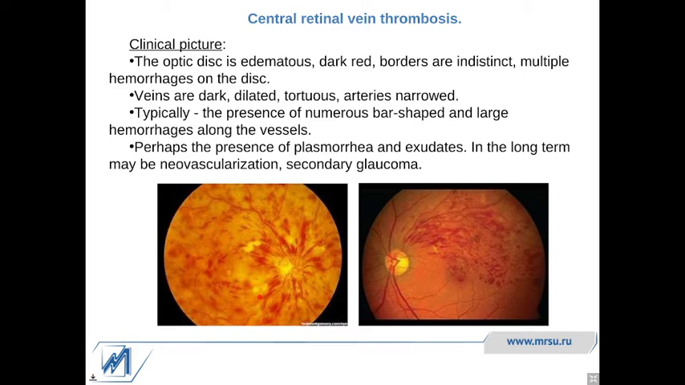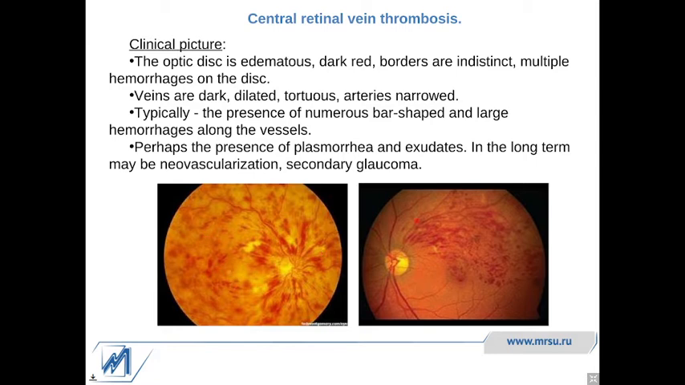Perhaps the presence of plasma exudates. In the long term, maybe neovascularization and secondary glaucoma due to neovascularization. But it is in the long term, it's not in the acute period. It's the central vein thrombosis.